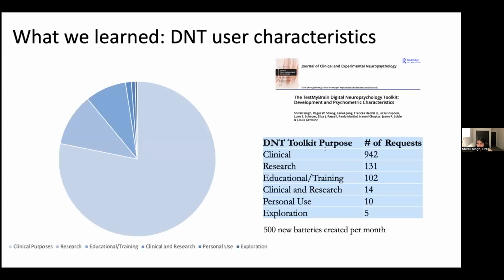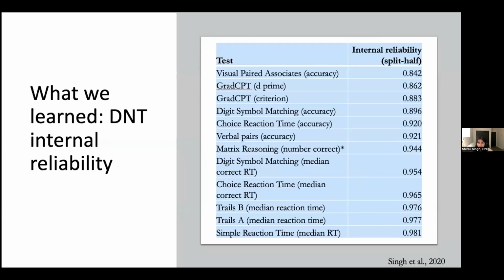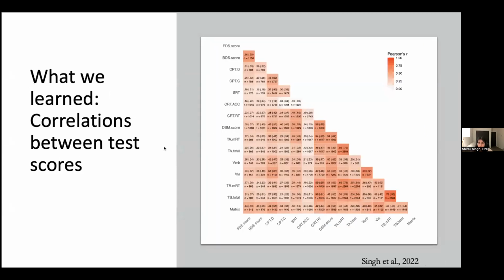So what we found is, 500 new batteries are still being created per month. Most people that use it are clinicians, which isn't surprising, but it sort of demonstrates the need of clinicians for digital tools to assess cognition, particularly in the beginning of the pandemic. Our tests actually, when used in that setting, showed good internal reliability, and they correlated highly among the cognitive domains that we expect.